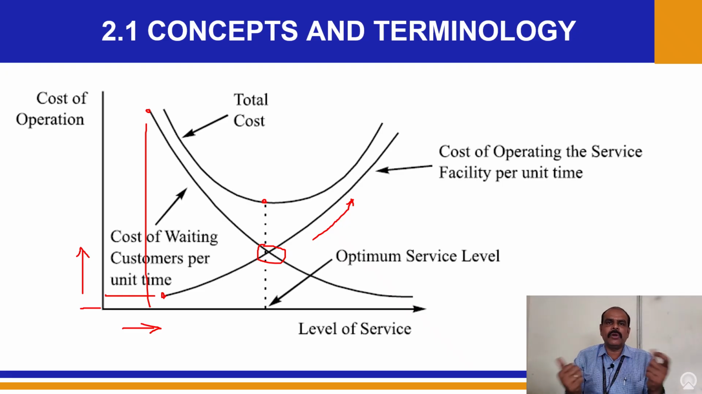So both these people are going to commonly consider this particular point, and that point is called the optimal operation cost. So it will be mutually agreeable by the service provider as well as by the customer. So this is what this particular graph teaches.